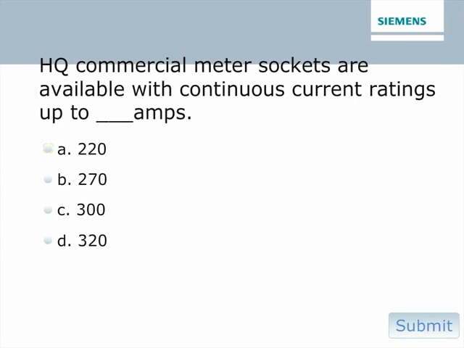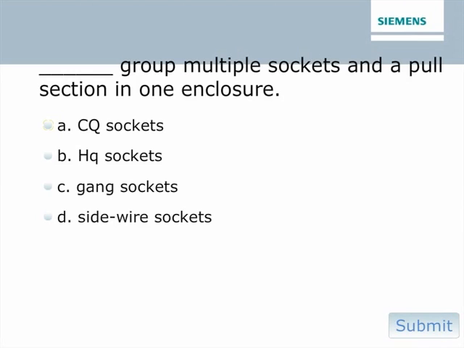Question 2. HQ commercial meter sockets are available with continuous current ratings up to blank amps. Is it A, 220; B, 270; C, 300; or D, 320? Question 3. Blank group multiple sockets and a pull section in one enclosure. Is it A, CQ sockets; B, HQ sockets; C, gang sockets; or D, side wire sockets?